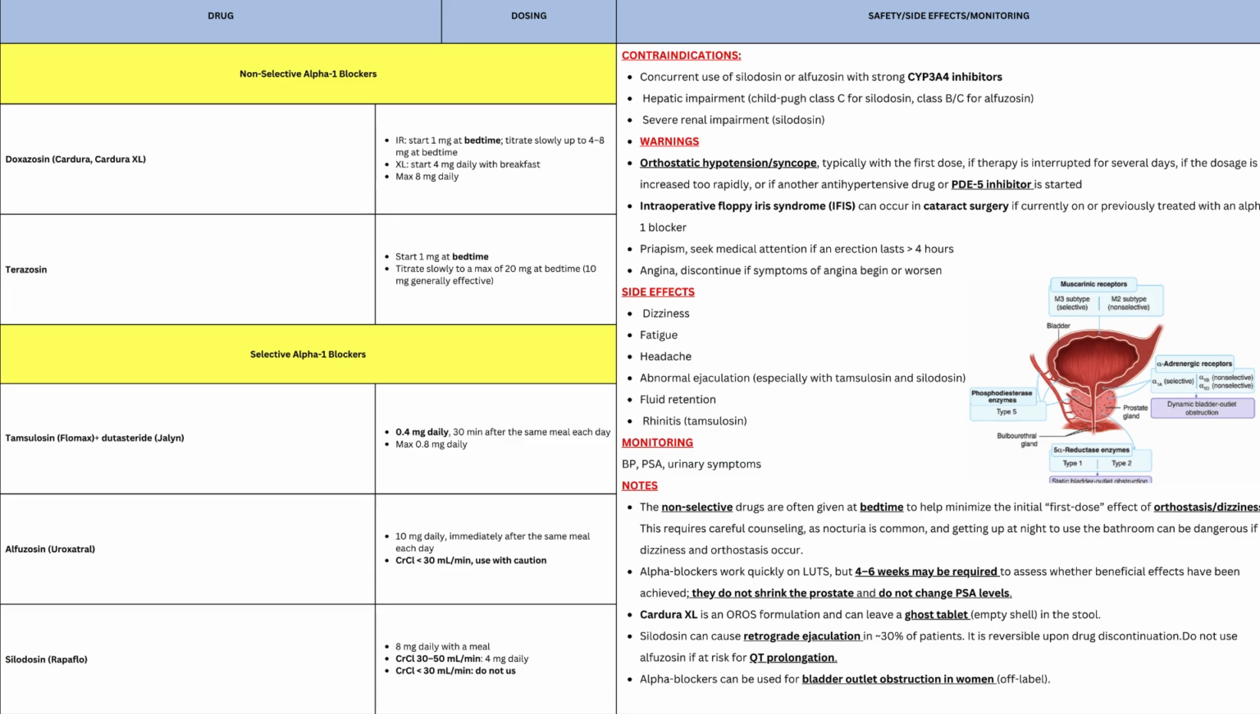Silodosin can cause retrograde ejaculation in around 30% of patients. This is reversible after stopping the drug. Do not use alfuzosin in patients at risk of QT prolongation. And alpha blockers may be used off-label in bladder outlet obstruction in women.